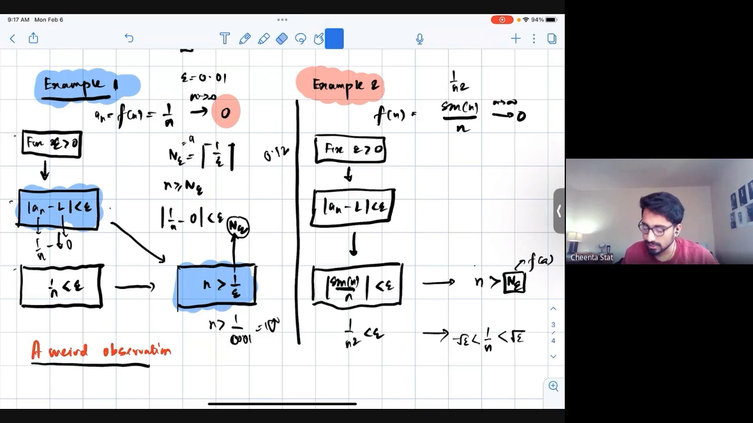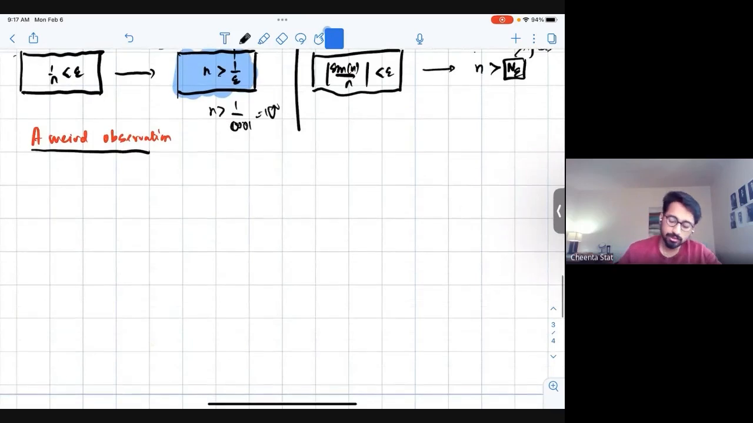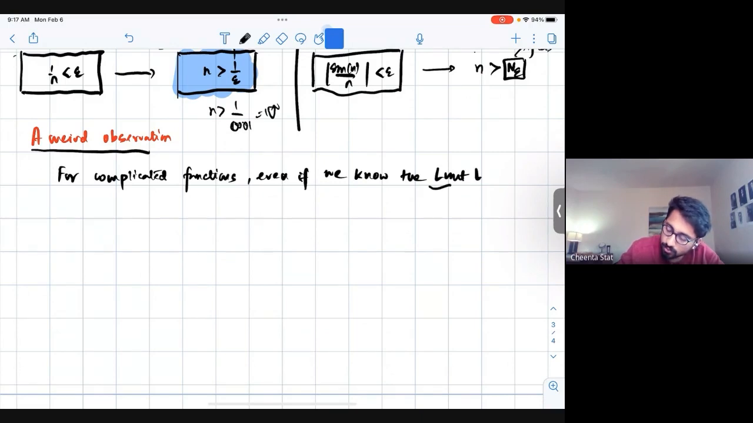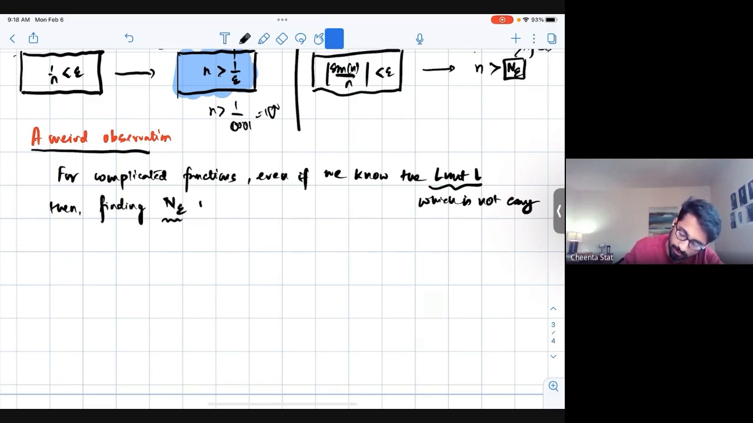But the basic idea is this: for complicated functions, even if we know the limit L, which is not probable and not easy to find, then finding n epsilon is a hell of a job.